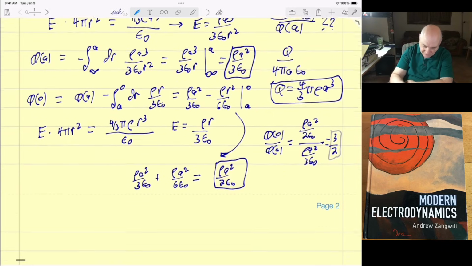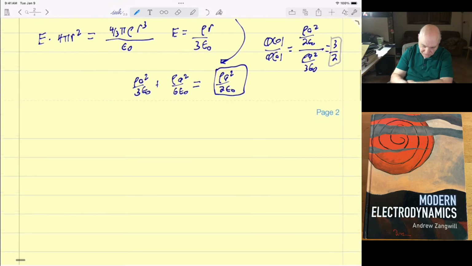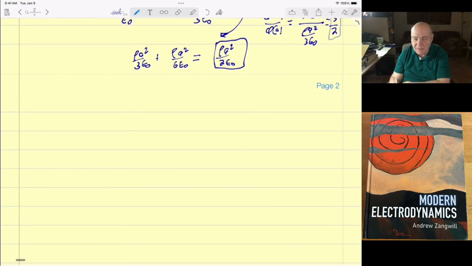Now we can't do this with a cube. The integrations just become too difficult. I'm not saying they're impossible. Certainly they could be done numerically. But it's just very hard to do. So let's think a little bit about the cube.